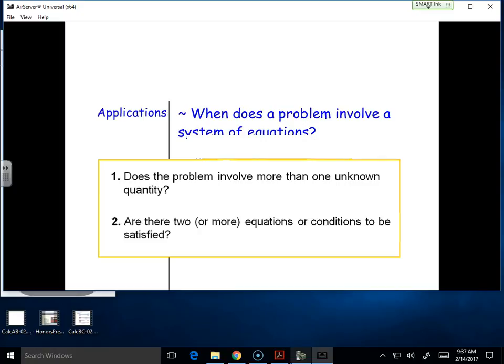So long story short, this problem needs a system when you have more than one unknown, right? It's not just x missing, it could be an x and a y, or an x and a y and a z, or an a and a b and a c, or a who knows and a who knows and a who knows. Does the problem involve more than one unknown? You don't have to use x and y and z every time. And are there two or more conditions or equations that need to be satisfied? And those are telltale signs.